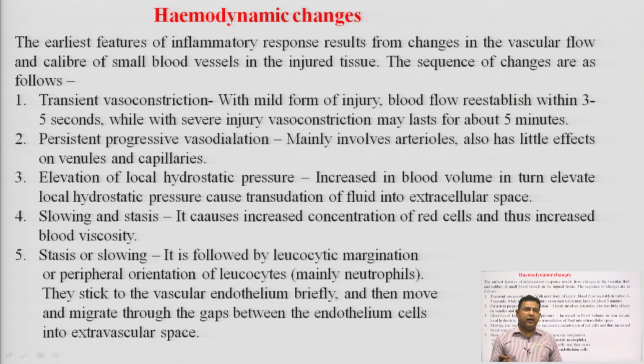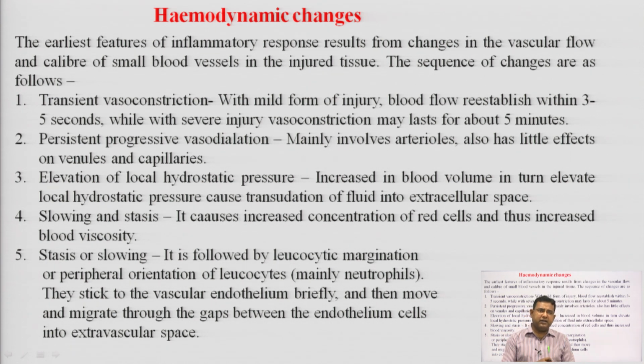Fourth one is slowing and stasis of the speed. It causes increased concentration of red cells and thus increases the blood viscosity. When the plasma has gone out of the blood vessels into the extracellular space, the density of the blood increases, the concentration of RBCs increases. So, the viscosity of the blood will also increase, and when there is increased viscosity, it will slow the speed of blood flow and there will be stasis, low speed.